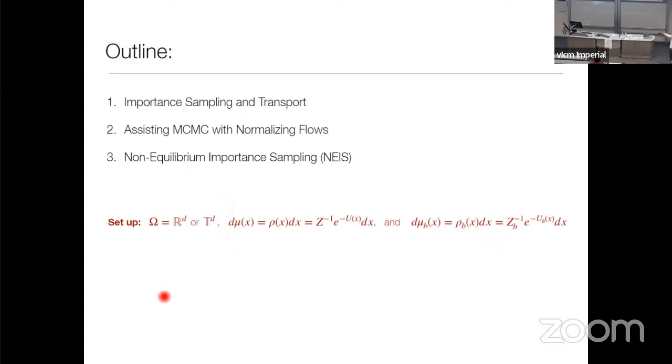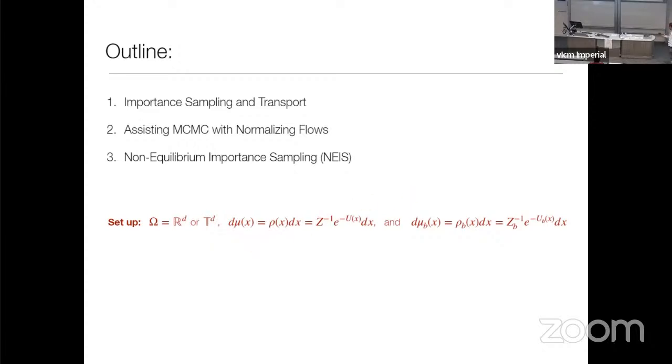And for simplicity, mostly of notation, I will focus on the case where the space is either R^d or the torus, and the base distribution, the prior distribution, is just the Lebesgue measure. And I will denote by rho the densities that are associated with respect to the measure that I'm talking about.